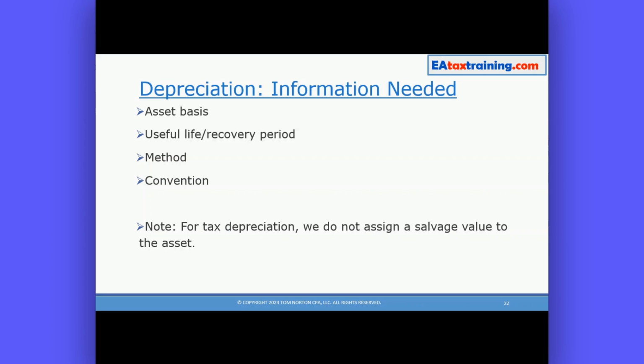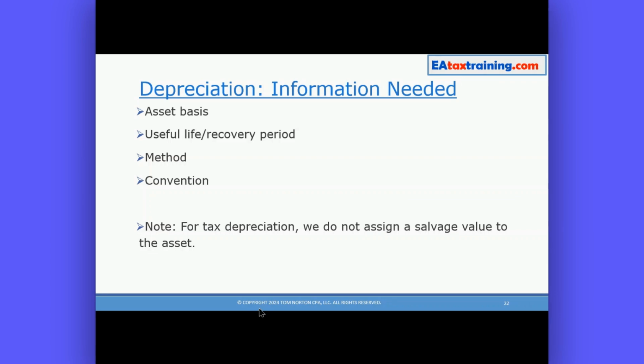If you've ever taken an accounting class, you've learned how to do various methods of depreciation, and they will always start by having you subtract the salvage value from the basis of the asset before you compute your depreciation. But in the tax law, we don't do that. So it's actually easier and it's actually better. It gives you more depreciation than you would otherwise have. But just know no salvage value when it comes to tax depreciation.